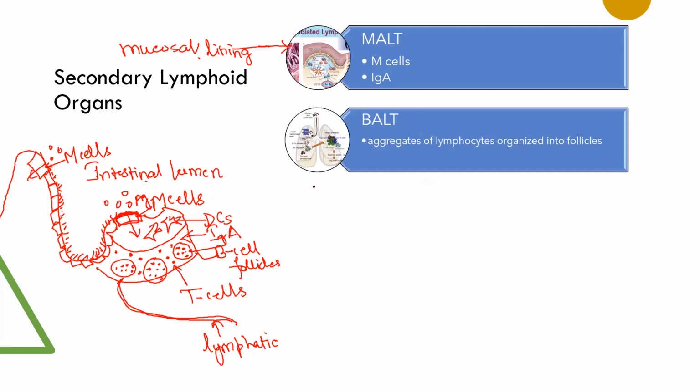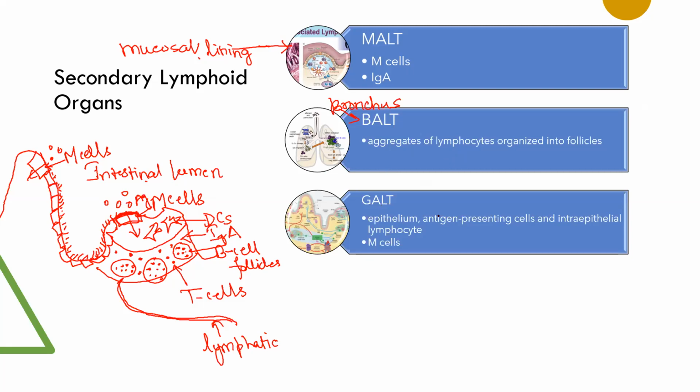Bronchus associated lymphoid tissue or BALT. It is bronchus associated. Bronchi are found where? In lungs. Okay. So unlike mucosa associated lymphoid tissue where it is very well organized, BALT has aggregates of lymphocytes organized into follicles but not very well subsectioned. Like here T cells are clearly marked, B cells have follicles. In BALT, the entire lymphoid tissue is in the form of aggregates of lymphocytes. So there you can see intermixing of B cells and T cells.